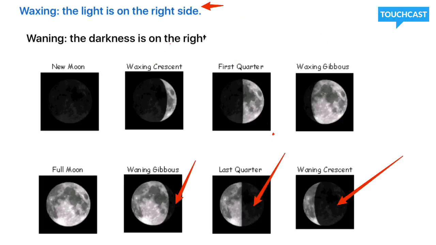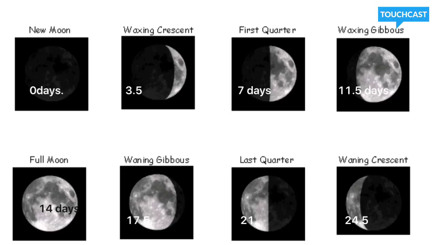So if you look down there, the waxing phases have light on the right side. However, our waning phases have darkness on the right side. So you always look at the right side: light, waxing, darkness, waning. Alright, let's go ahead and move on to our next thing.